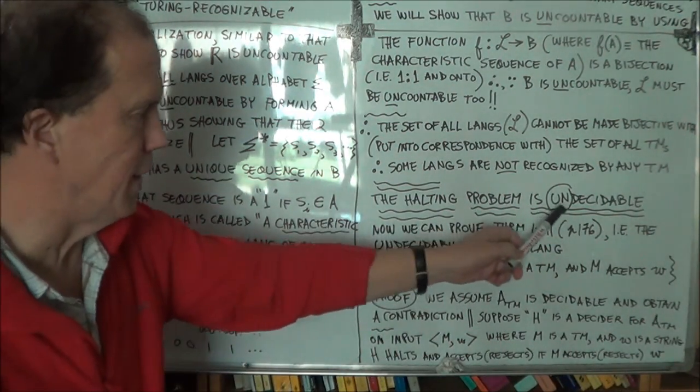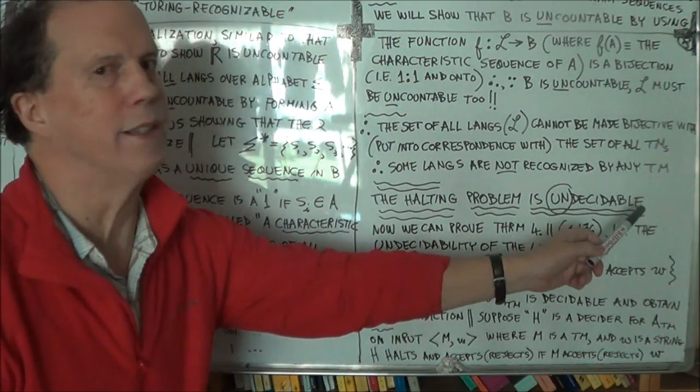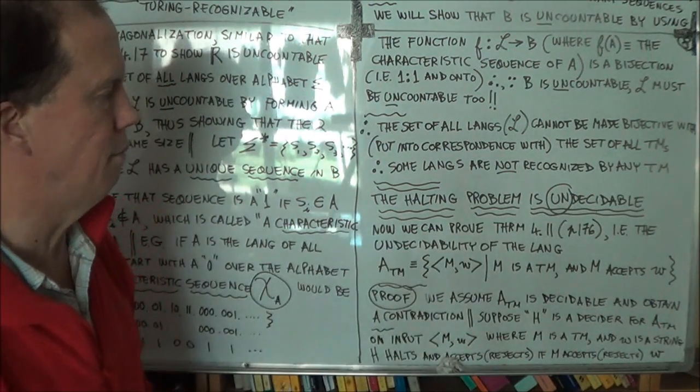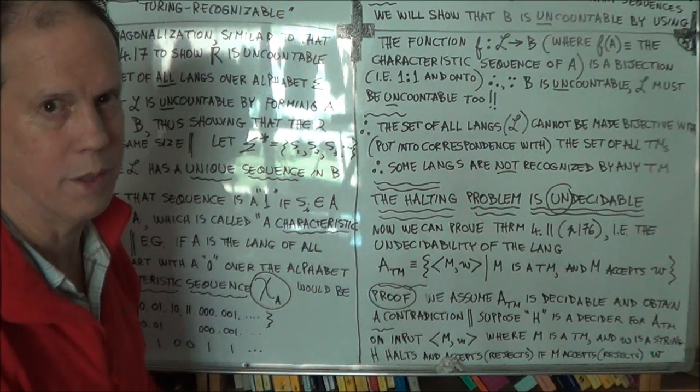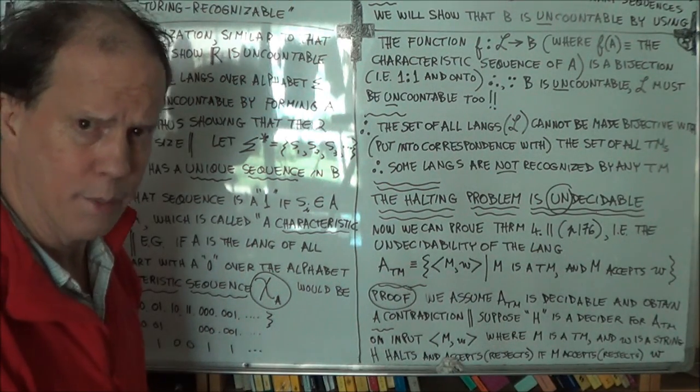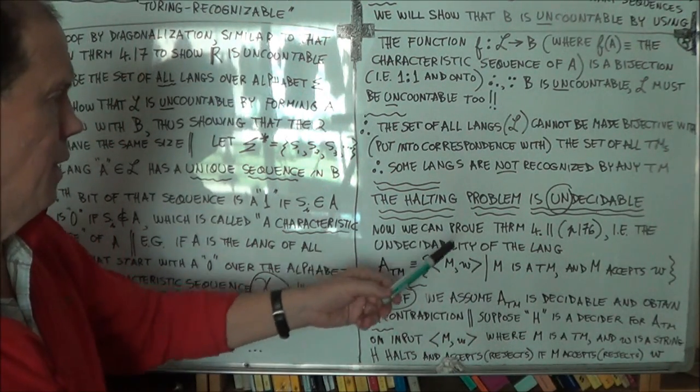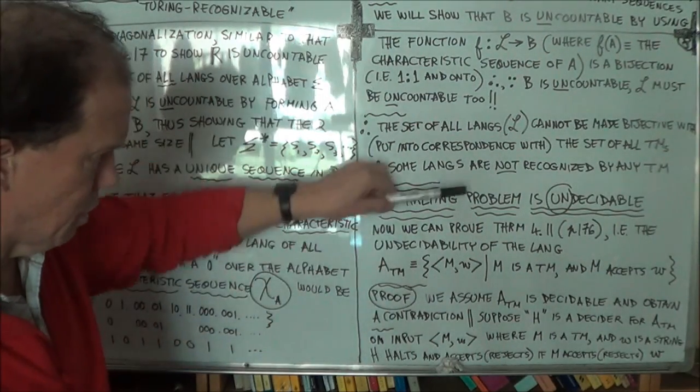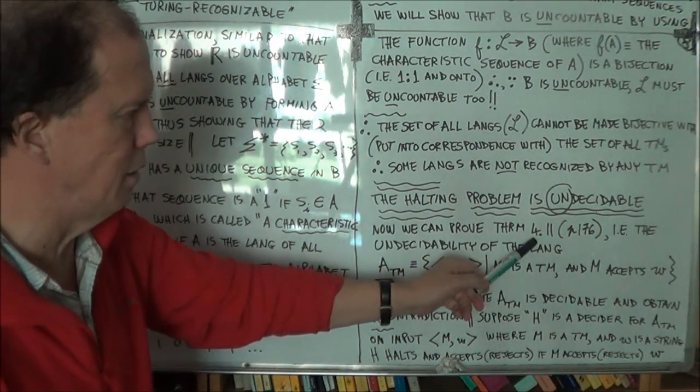So the halting problem is undecidable. I assume you now know the difference between decidable and recognizable. I'll talk about that quite a few times. All right. So now with all these tools, finally we can go back to Theorem 4.11.